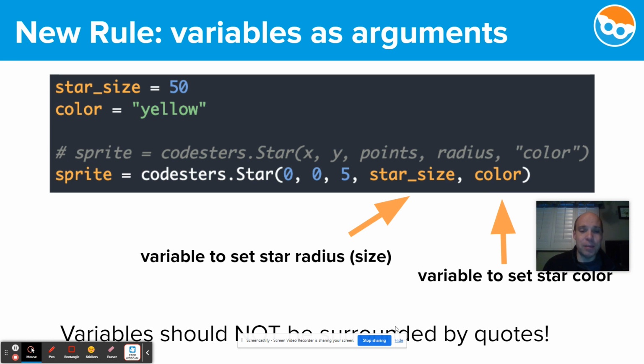So variables should not be surrounded by quotes. When you put them in here, even though it says color and it's in quotes, since we're using a variable, we don't need the quotes. The variable contains a string, so it's going to send in a string when it executes that command.